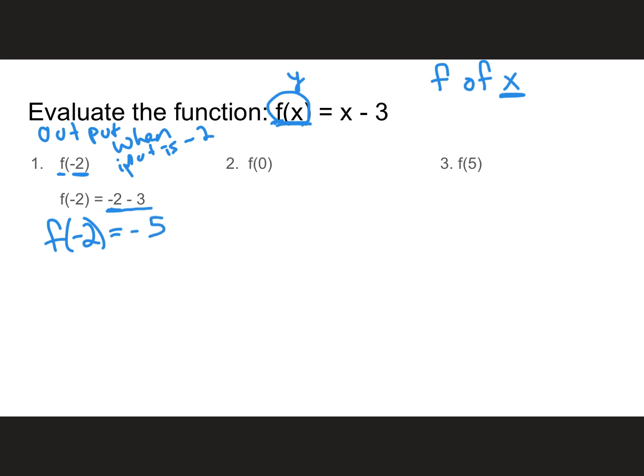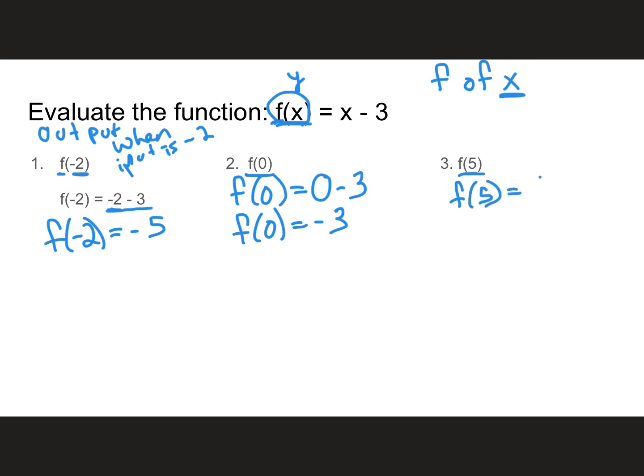We do the same thing here. F of 0 means what is the output when our input is 0. So f of 0 equals 0 minus 3. So f of 0 is simply negative 3. When we're asked for f of 5, again, that means what is the output when the input is 5. F of 5 is 5 minus 3. So that means f of 5 is simply 2.